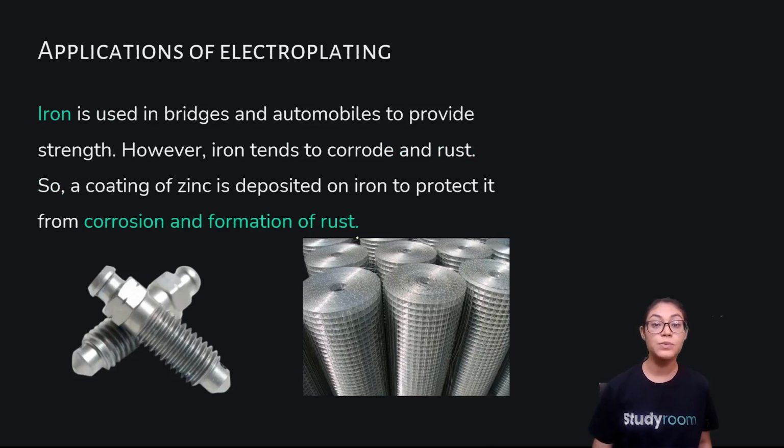Now, iron is used in bridges and automobiles to provide strength. However, iron tends to corrode and rust. Iron has this property that when it comes in contact with the surroundings, it gets corroded or rusted. So, a coating of zinc is deposited on iron to protect it from corrosion and the formation of rust. If iron is coated with a protective layer of zinc, it does not come in direct contact with the surroundings and is saved from corrosion and rust.